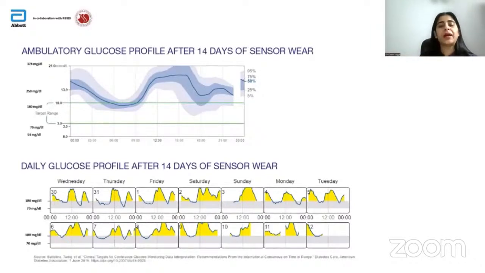So this is the reason why you can see here every day, his daily profiles, you see all the highs and the lows coming in. Most of the times you will see his glucose levels are spiking and then coming down. So this is what opens his eyes, and now he fully understands why his HbA1c is 12.5%.